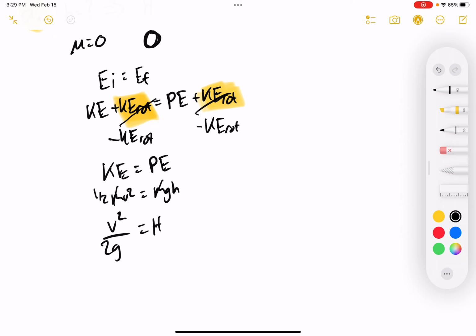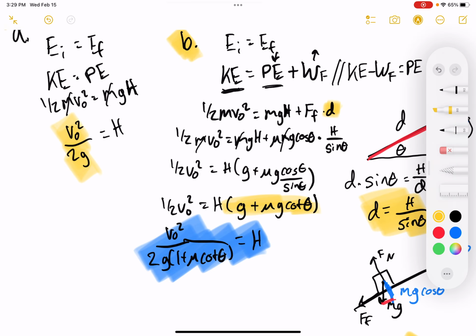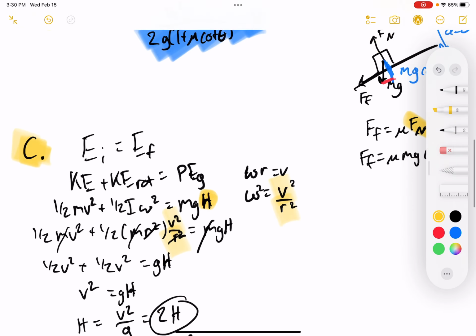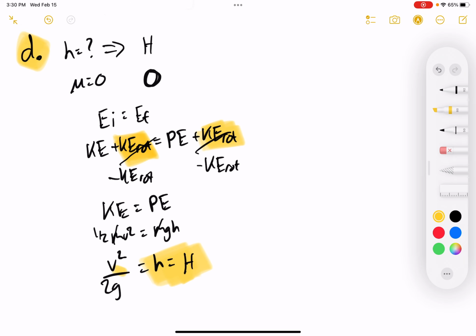And so that will be my final answer, or not my final answer quite yet, but that will be my h. That will be the height it goes. And we know that this is just equal to what we got for A, which is capital H. So my final answer here would be the height that it's going to go up to is the same as capital H, which is v naught squared over 2g, the answer we got for part A. And so it will go the exact same height, because the angular stuff will have no effect if the angular velocity is not changing.